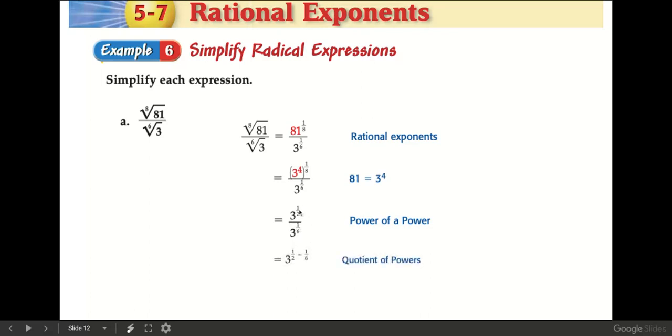Well, since they have the same base and I'm dividing, I can just go ahead and subtract their exponents. I can do 3 to the 1/2 minus 1/6 power. So 1/2 minus 1/6 is 1/3. Or, again, written as a radical, just converting it over, 3 to the 1/3 power is just the 3rd root of 3. Remember, the denominator is the root, so it's 3 to the 1st power. So the 3rd root of 3 to the 1st power is just the 3rd root of 3. And so that would be my simplified answer there.